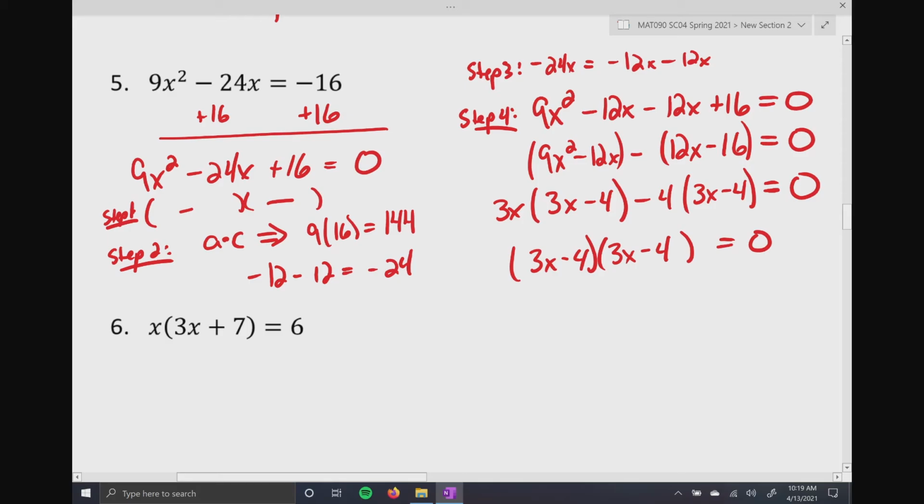Does that make sense, everyone? Like I said, this is the worst case scenario, where you have to do the AC method because it takes so much time. All right? Are there any questions?